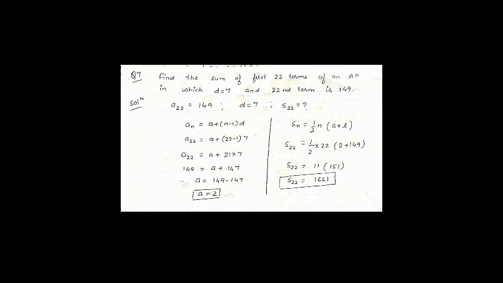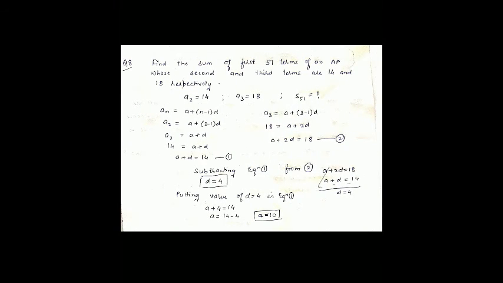Now come to the question number 8. Find the sum of the first 51 terms of an AP whose second and the third terms are 14 and 18 respectively. So here A2 is given to you as 14, A3 is given to you as 18, S51 you have to find out. Now you can directly find out the value of d, because third term minus second term will give you the value of d is equal to 4, or you can solve like that.